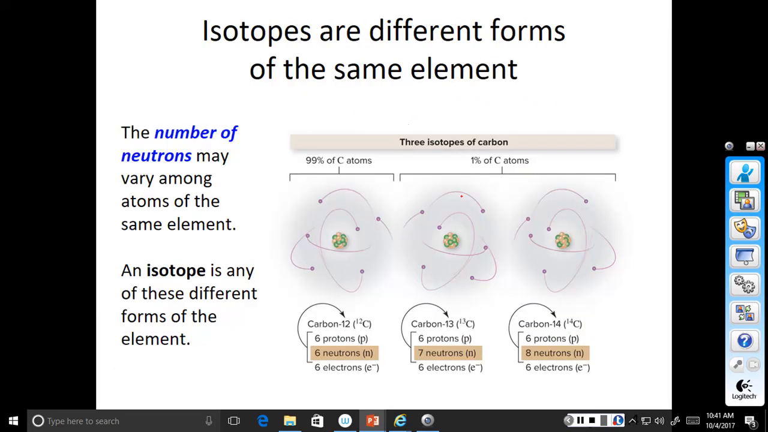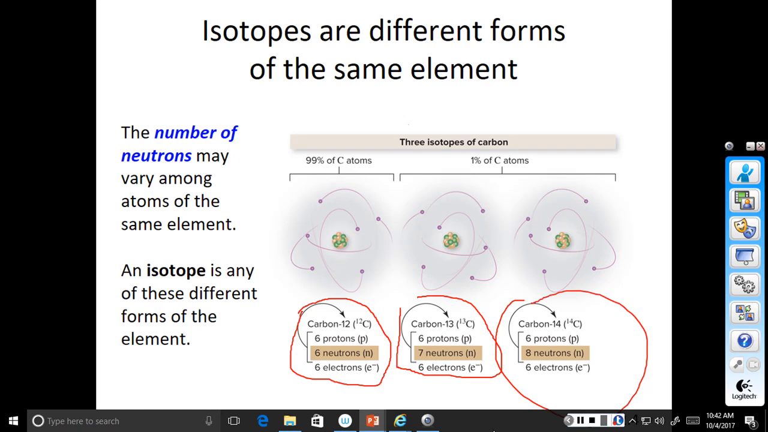Okay, so back to neutrons. Typically, for most of these elements, the most abundant form will have the same number of protons and neutrons. So carbon-12 is by far the most abundant type of carbon on the planet, making up something like 98.9% of the carbon on the planet. But there are forms of carbon that we call carbon-13 and carbon-14 that actually vary in the number of neutrons. Carbon-13 has 7, carbon-14 has 8.